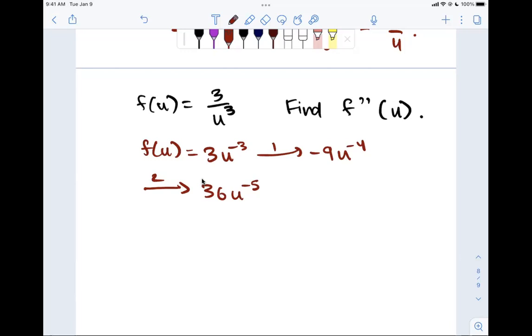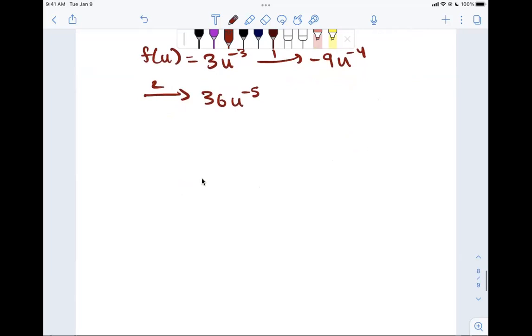All right, let's do one more and then we'll do a bonus problem. All right, so let g of t equal t squared plus 2t plus 6. All right, find g double prime of 2.